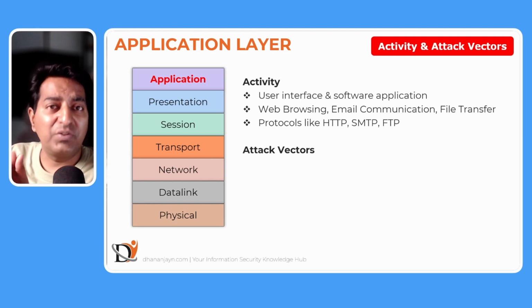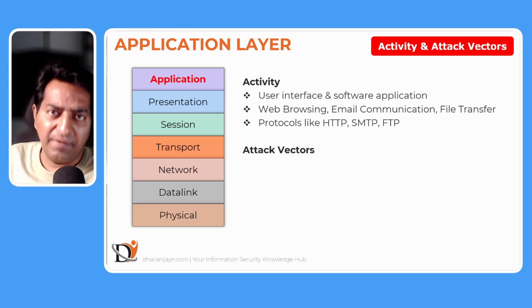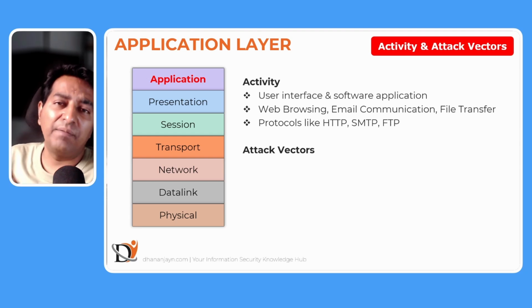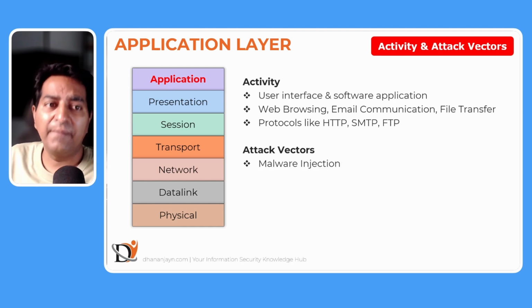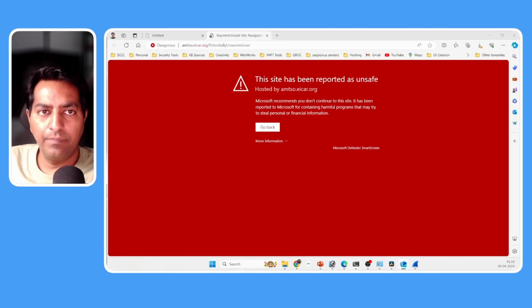So now coming to the attack vectors. Consider you are a user accessing the internet using your browser. There could be a chance where you by mistake click some suspicious URL, and that may connect you to some suspicious website to download some malware. So that's where we are talking about the attack vectors at this particular layer. There could be a malware injection that may happen to your computer. It could be a phishing attack.